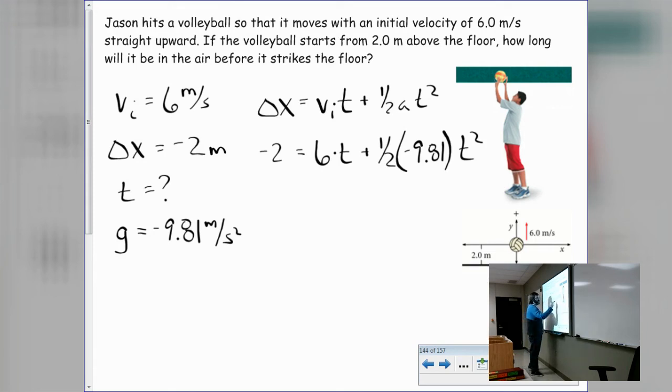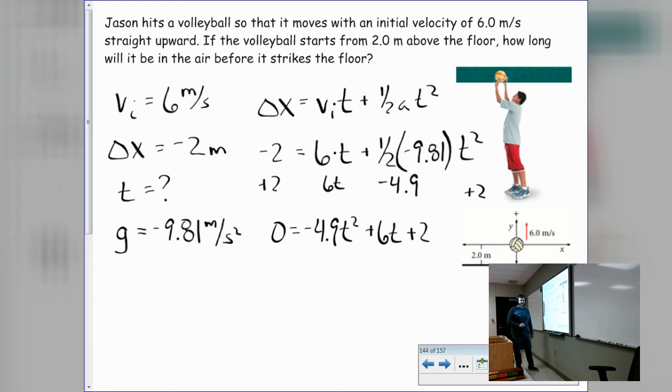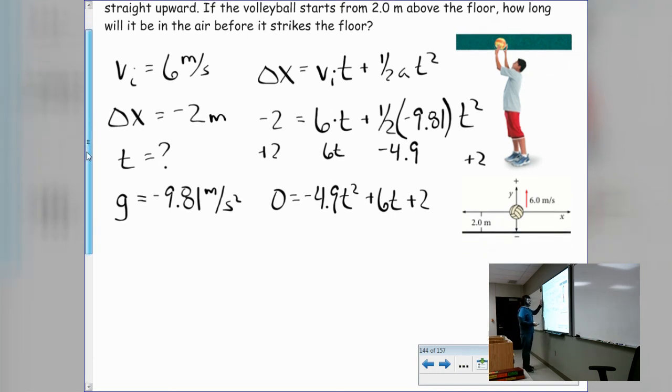What I'm going to do is combine some terms. Half of negative 9.81 is about negative 4.9, and 6t again 6t. And I'm going to add 2 to each side. What that leaves me with is the equation 0 equals negative 4.9 t squared plus 6t plus 2. And when written that way, I think you can realize that we need to use the quadratic equation to solve for t, which is fine. We can use that. So let's plug this into the quadratic equation.